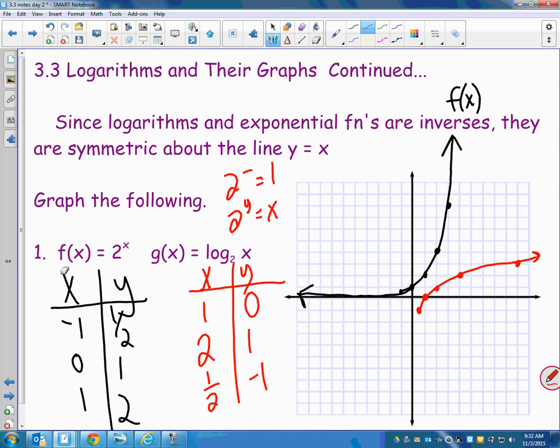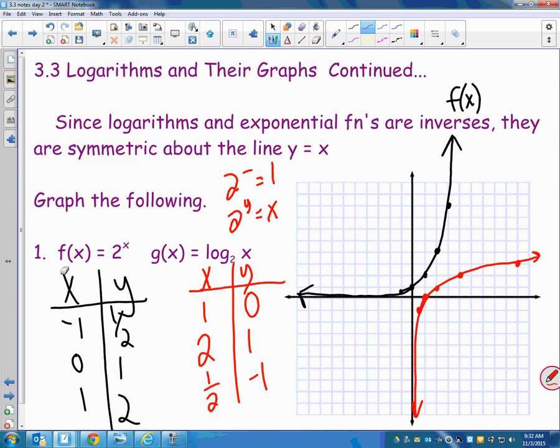Yeah, over here we have a horizontal asymptote, so on a logarithmic function, you're always going to have a vertical asymptote. And again, transformations can change this, but if there's no transformations, the y-axis will be the vertical asymptote, because you can't take the log of 0, you can't take the log of a negative number.